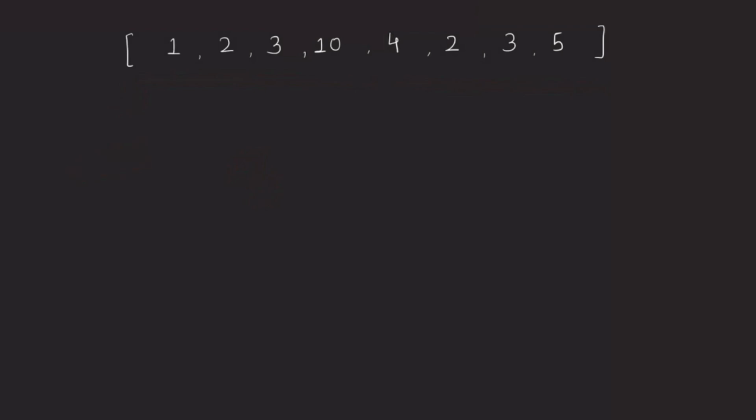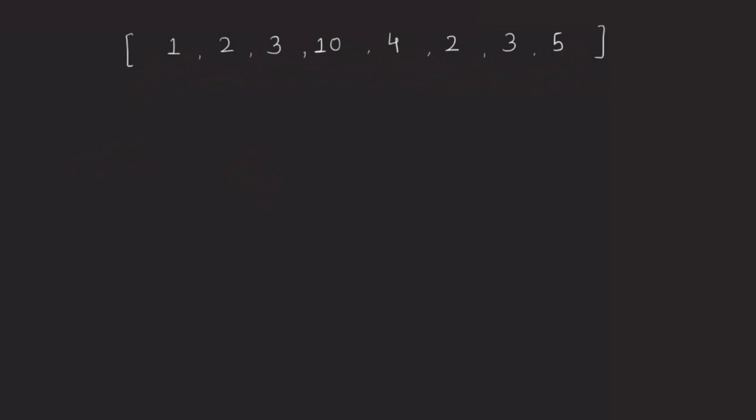increasing order, right? So what is a subarray? A subarray is nothing but a contiguous part of the array, right? So 3, 10, 4, this is a subarray. 2, 3, 5, this is a subarray. From this one till the end, 5, this is also a subarray. This one is also a subarray. But 1, 3 and 4, this is not a subarray because a subarray is a contiguous part of the array.